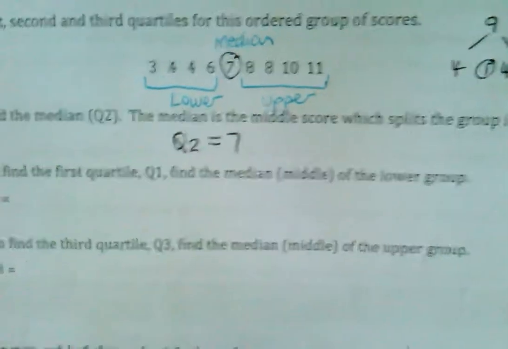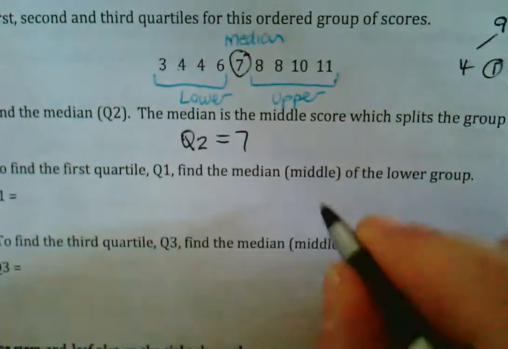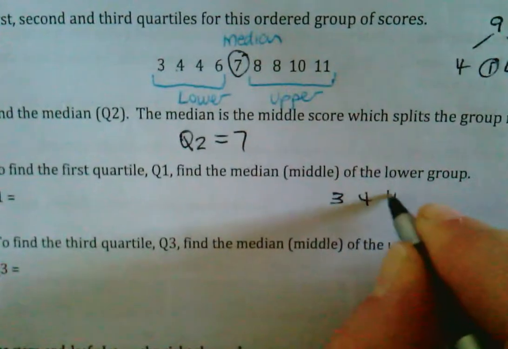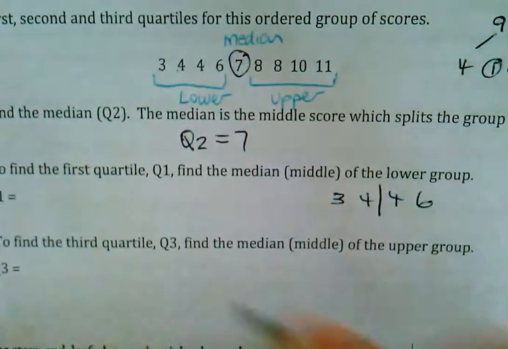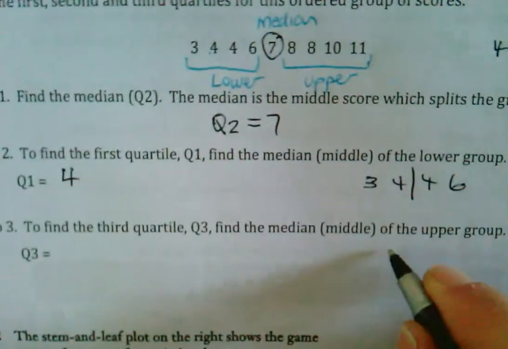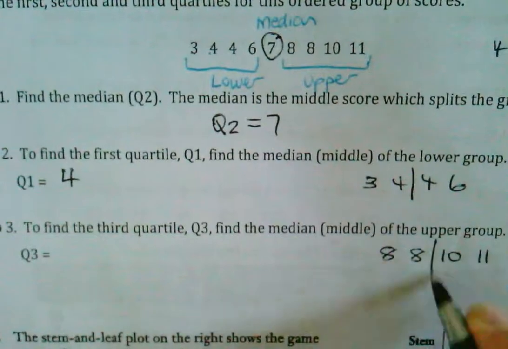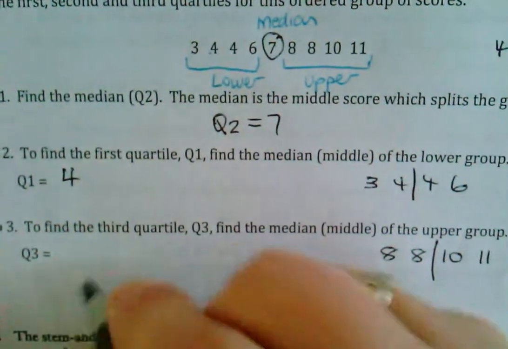So let's find the median of the middle of the lower group. My lower group is 3, 4, 4, 6. So the median, Q1, is 4. And my upper group consists of 8, 8, 10, and 11, and the median, halfway between 8 and 10, is 9.